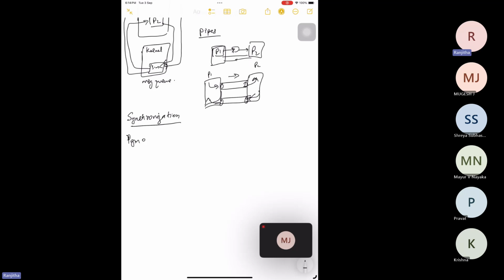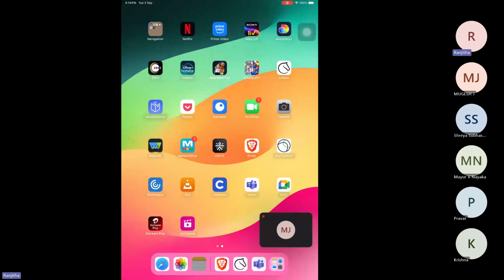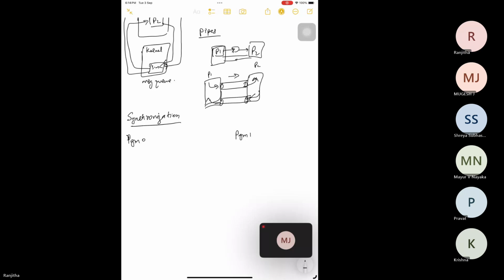Program 0, and we have another program 1, and we have a shared variable which is initialized to 0. Now in this program, somewhere down the line, we are doing counter plus plus, and in this program, somewhere down the line, we are doing counter minus minus.